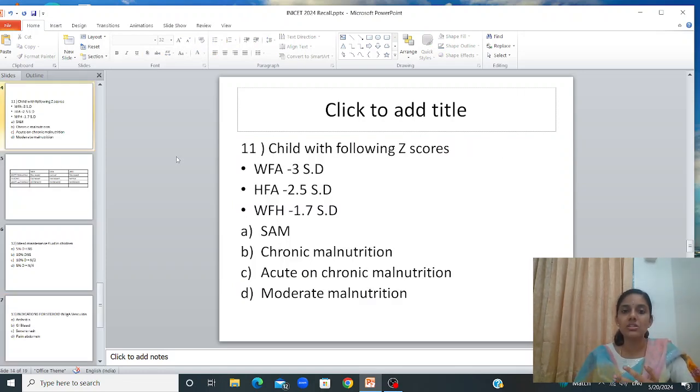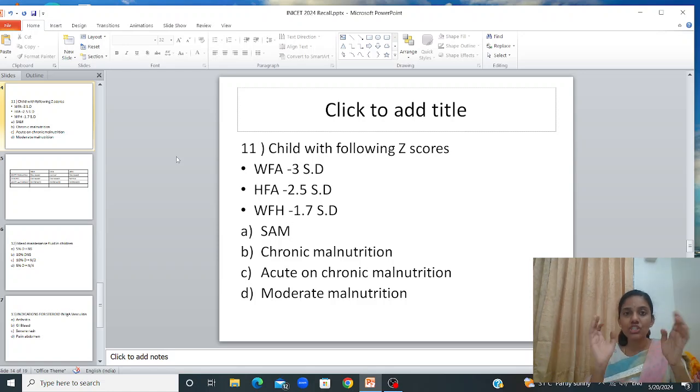This is a very nice question. A child with the following Z scores: weight for age is -3 standard deviation, height for age is -2.5 standard deviation, and weight for height is -1.7 standard deviation. They have given the Z scores and asked you to interpret them. Options are severe acute malnutrition, chronic malnutrition, acute on chronic, and moderate malnutrition.